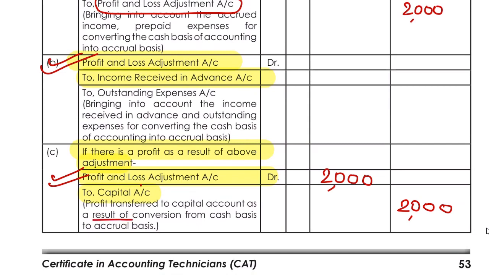That is a result of conversion from cash basis to the accrual basis. That is the journal entry which we need to do extra for the accruals. Am I clear, everyone? Any doubts?